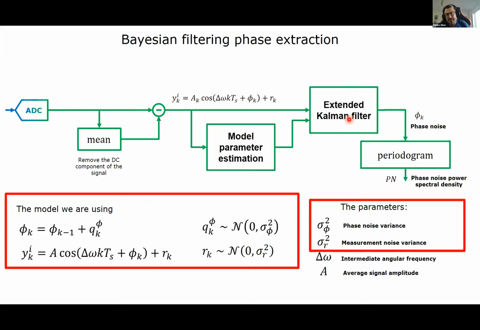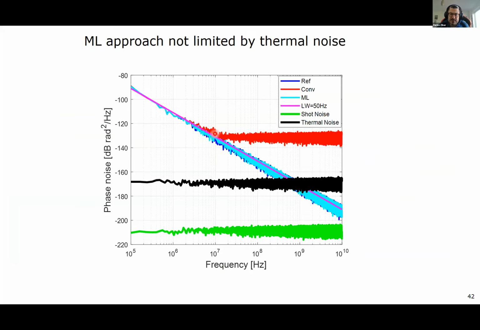So basically, the extended Kalman filter is formulated in this way as an optimal phase filter. Then we obtain the phase, compute the periodogram, and plot the phase noise power spectral density. But as mentioned earlier, we need to determine some of the model parameters, which are the static parameters. And what we observe in this figure is that if I use this approach, which I call ML, to estimate the phase, I get complete overlap with my reference trace.